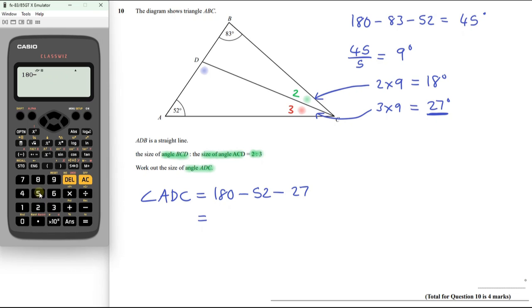180 minus 52 minus 27, and we get 101 degrees. So that is our answer, 101 degrees.